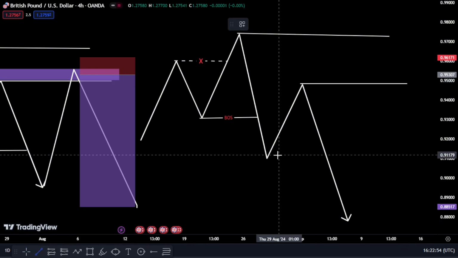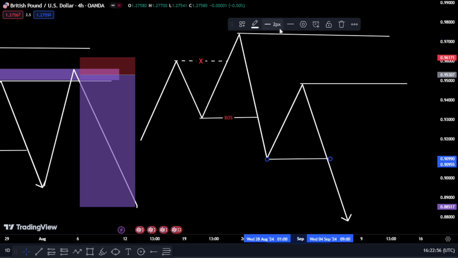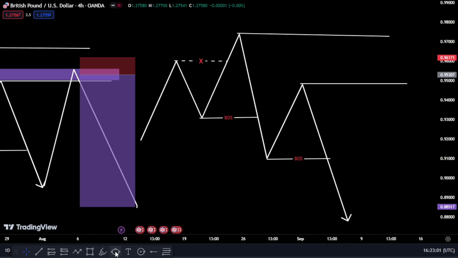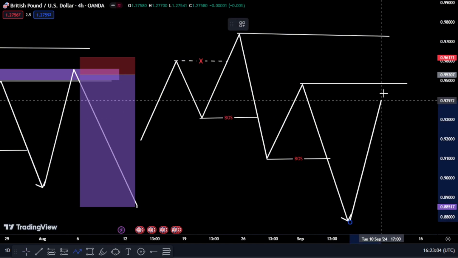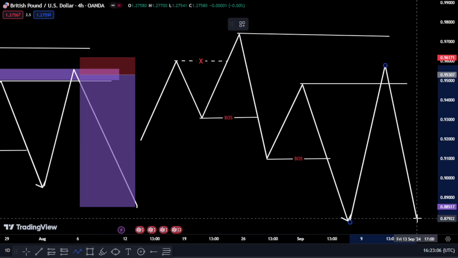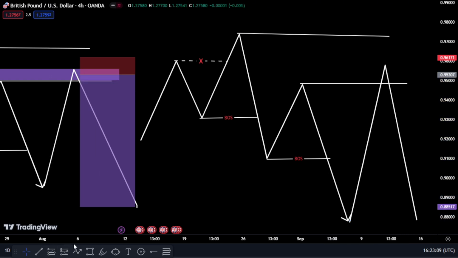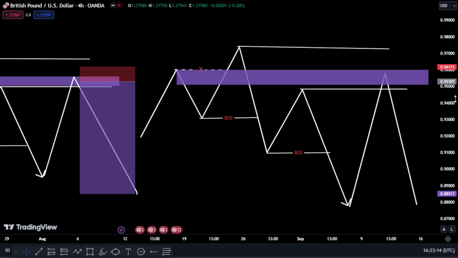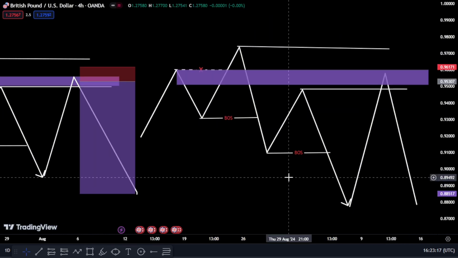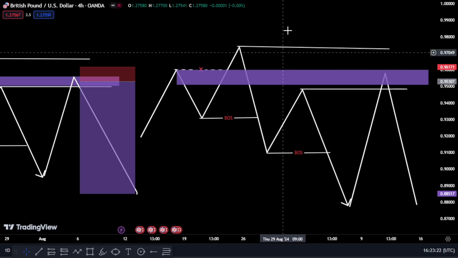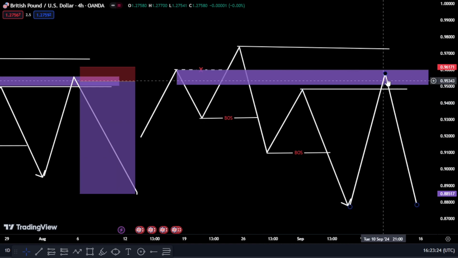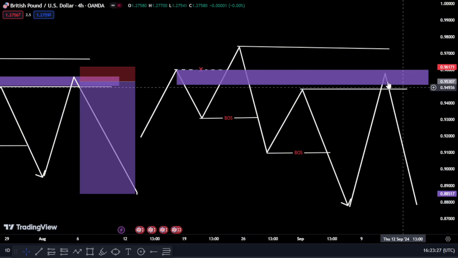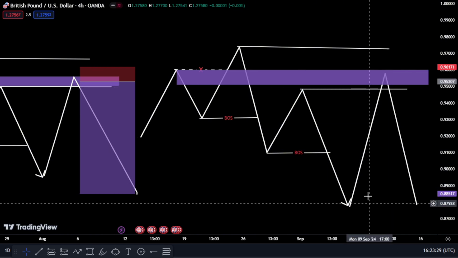So we have our second break of structure. What do you expect? You expect the market to come back, grab that liquidity, tap into your POI, and then sell to the downside. So to trade it, you wait for the market to come to that area, and then you take your sells in the smaller time frame, and then you exit here.